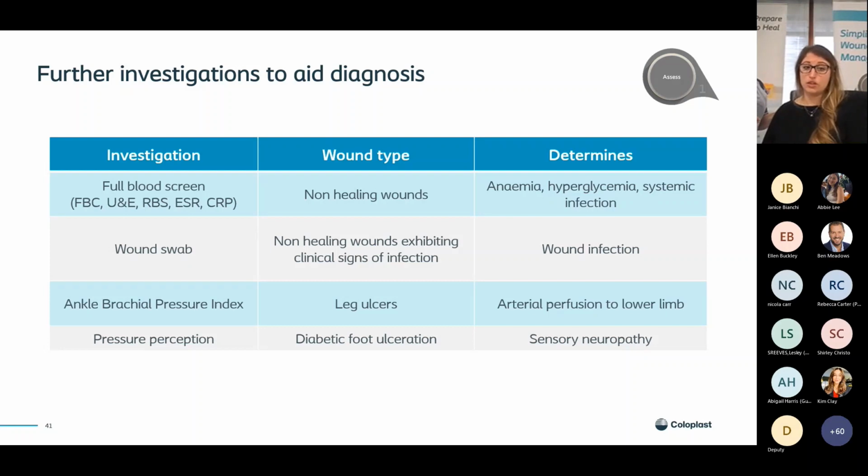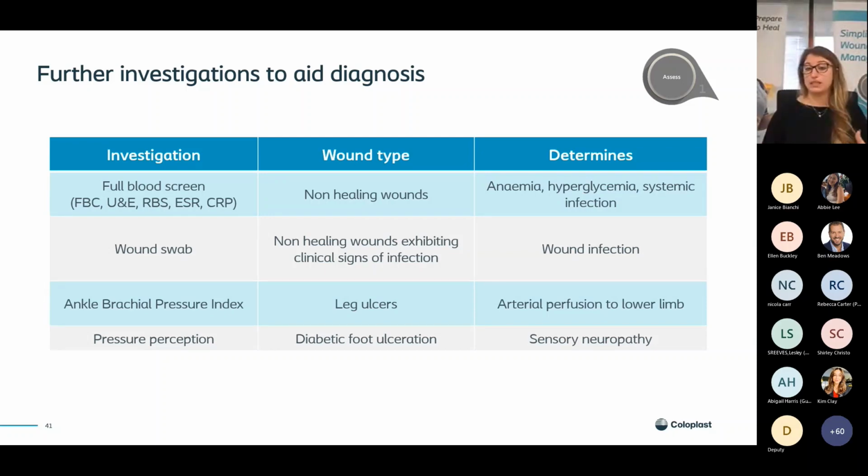For your leg ulcers, you can look at doing your ABPI, your ankle brachial pressure index, and that will help you to determine if there's arterial perfusion to the lower limb. Have you got any arterial or vascular compromise in that limb? And from that, do we then need to refer this patient on to the vascular team?